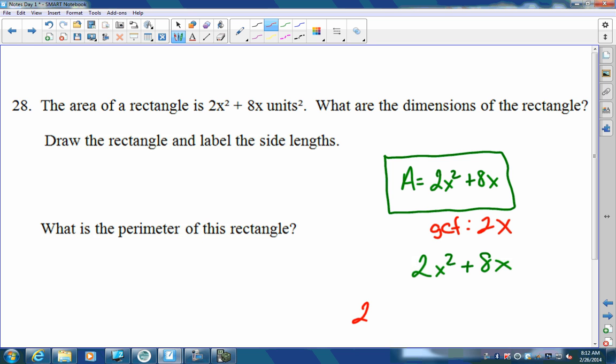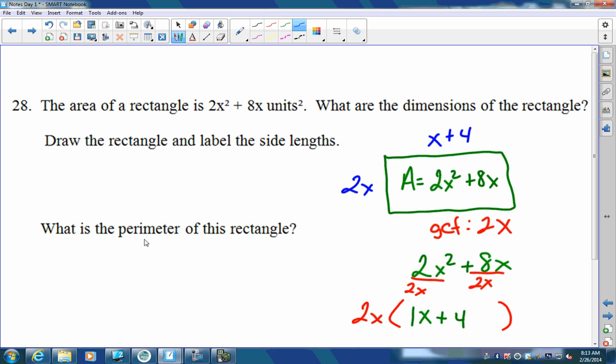If I pull out the 2x, if I divide the first term by 2x, what do I get? 2 divided by 2 is what? 1. I need 2 x's. I have one of them, so I need one more. Then if I go here and I divide, 8 divided by 2 is what? 4. I need an x. I have an x. So my dimensions, I have 2x and x plus 4.